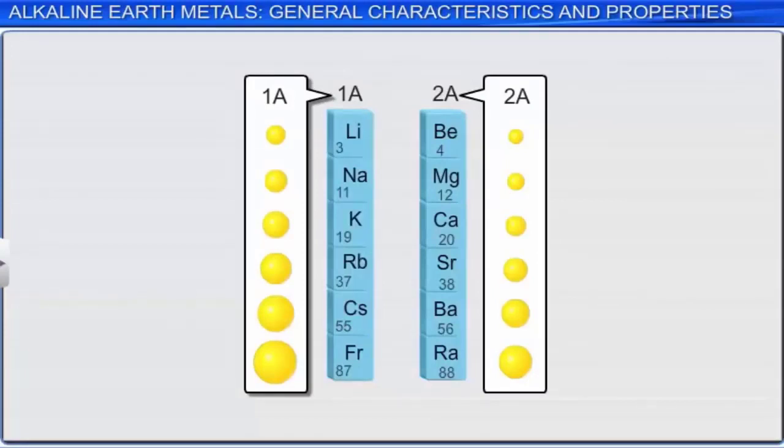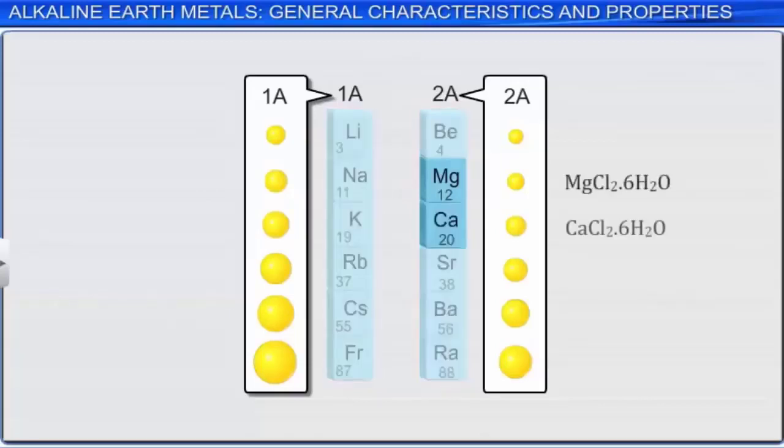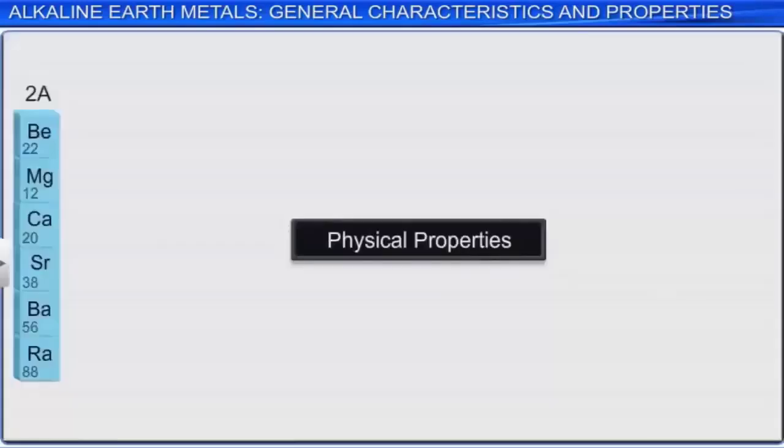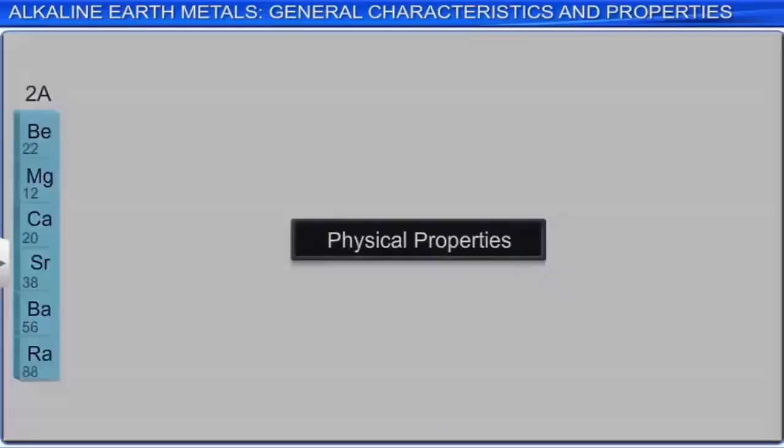Many salts of the group 2 metals are found as extensively hydrated salts. For example, magnesium chloride and calcium chloride both exist as hexahydrates. Neither potassium chloride nor sodium chloride is found as a hydrate. However, let's discuss the physical properties of the group 2 metals.